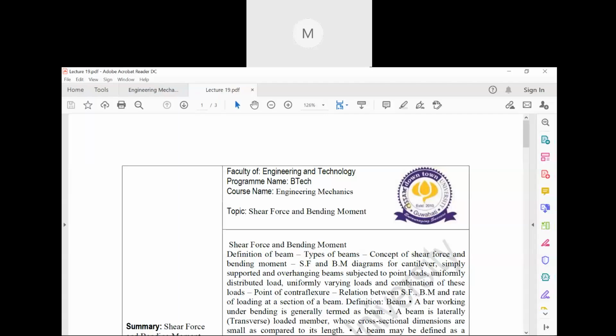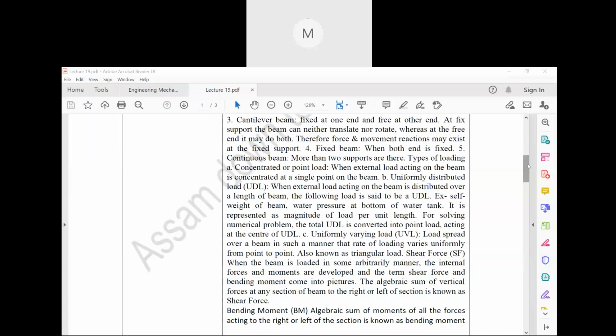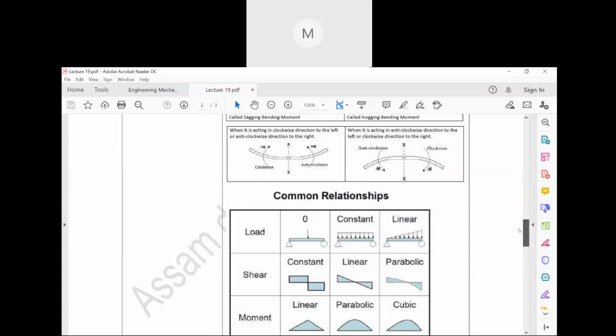So now what we can do is I'm just sharing my screen. Can you all see my screen? No. So we will discuss. Now that's visible.